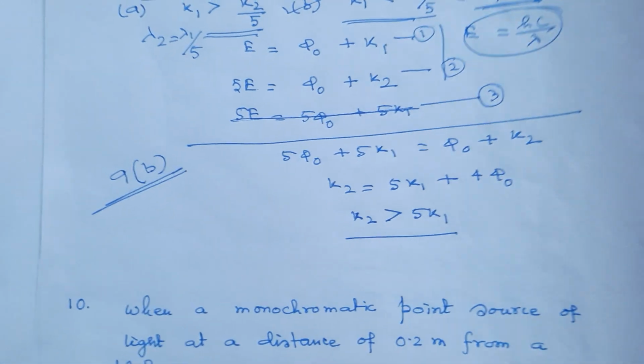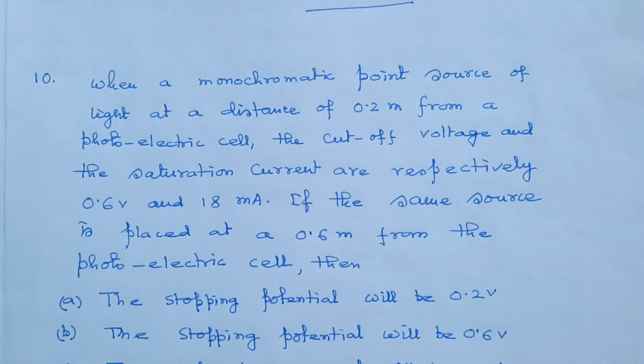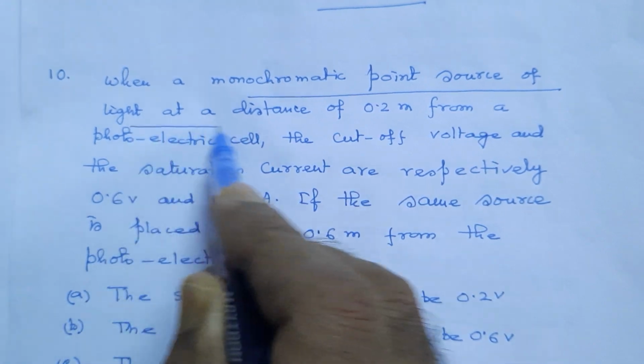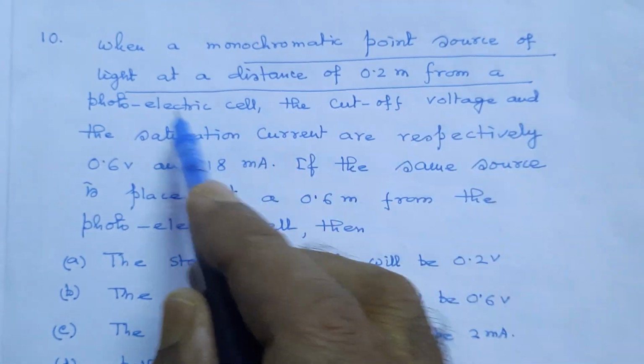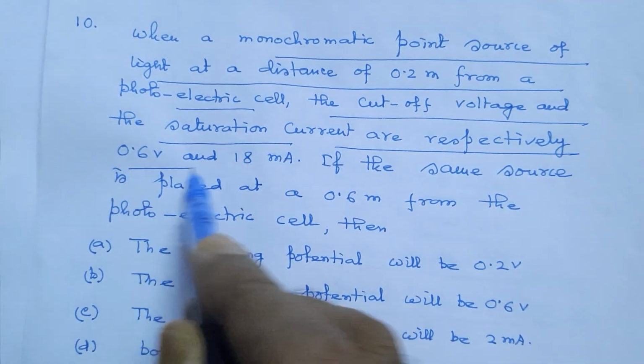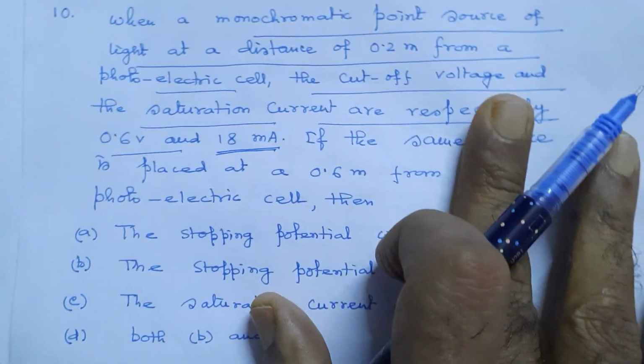Now let us consider question number 10. A monochromatic point source of light is at a distance of 0.2 meter from a photoelectric cell, and the cut-off voltage and the saturation current are respectively 0.6 volt and 18 milliampere.